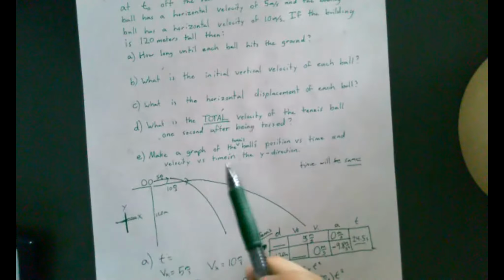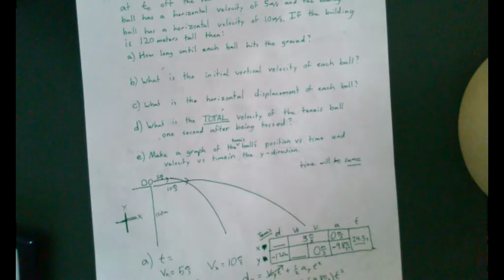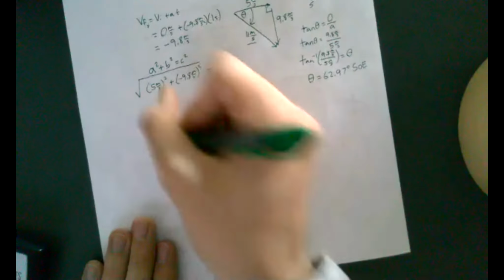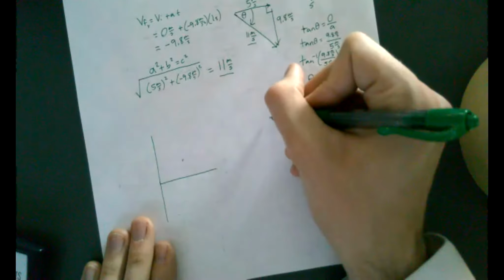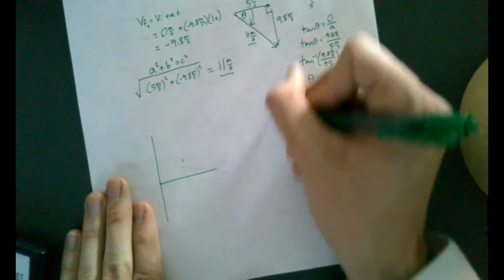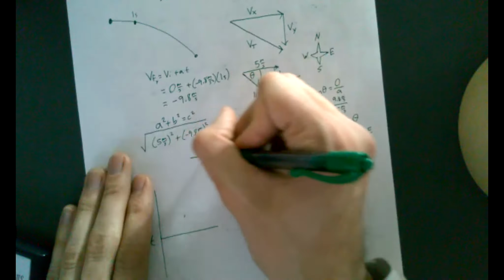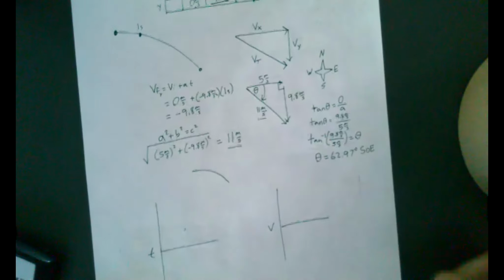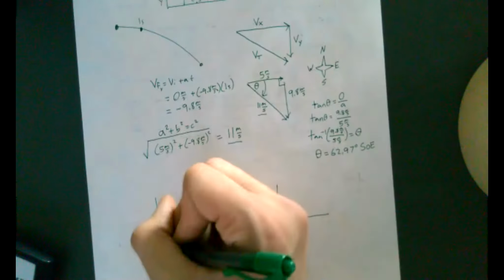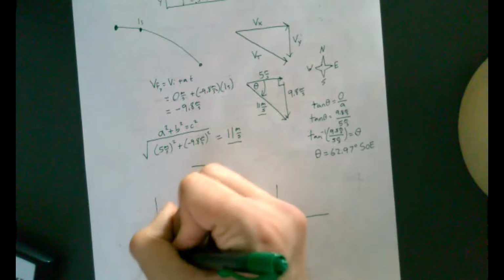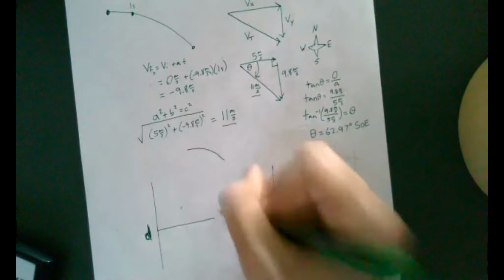Make a graph of the tennis ball's position versus time and the velocity versus time in the y direction, okay? So again, position versus time graph and velocity versus time graph. For an object that starts here and then falls down, kind of like this. So this one's going to be displacement or position, either one.